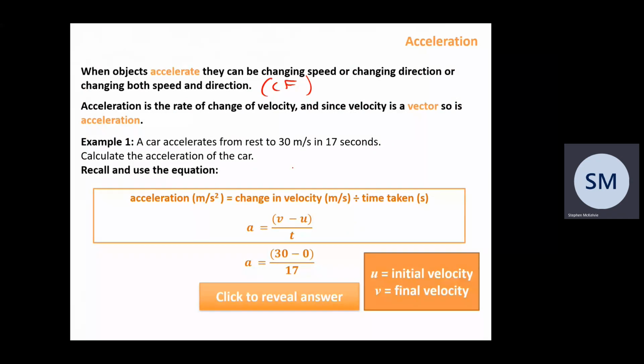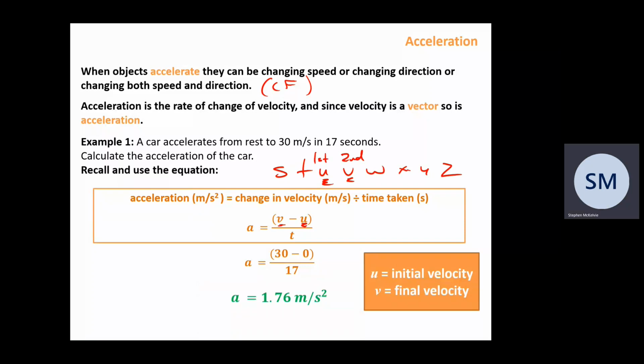If you think about the alphabet, L, O, P, Q, R, S, T, U, V, W, X, Y, Z. v comes after u in the alphabet. So v is the second speed and u is the first speed. So u is the starting speed, v is the end velocity, u is the initial velocity, v is the final velocity. It's just something to help you remember which number to plug where when you're doing your calculations. Here's the answer.